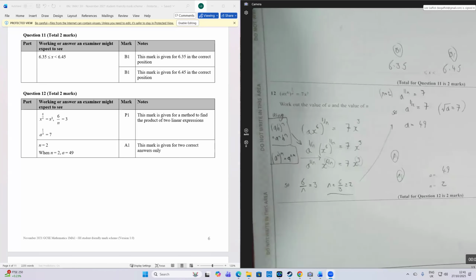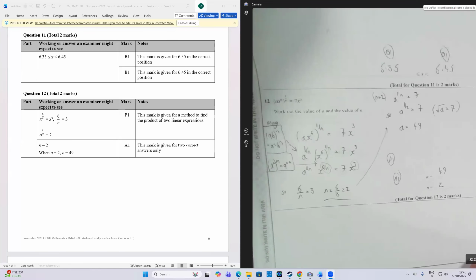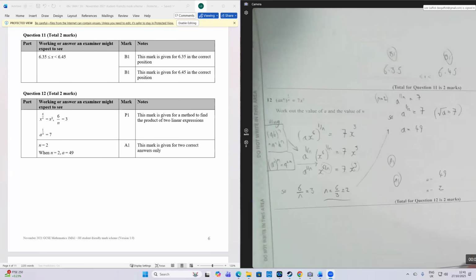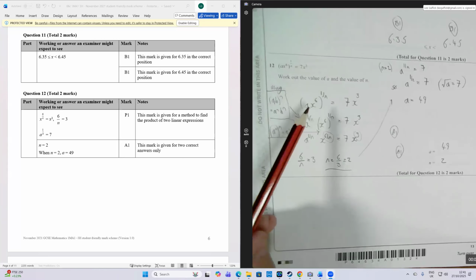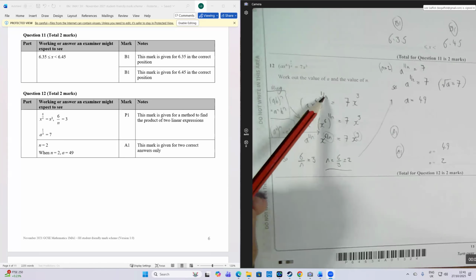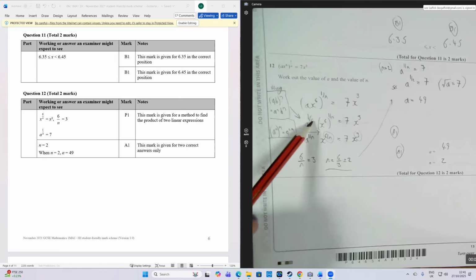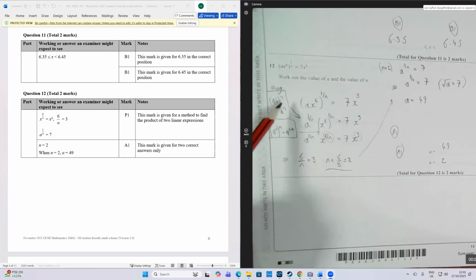Question 12. (ax^6)^(1/n) equals 7x cubed. Work out the value of a and the value of n. So, first of all, let's think about another way to write (ax^6)^(1/n). Using this law of indices, (ab)^n is a^n b^n. This means that (ax^6)^(1/n) is the same as a to the power of 1/n times x^6 to the power of 1/n. So that's just breaking it down using that law of indices.